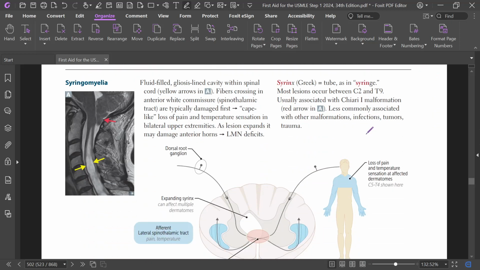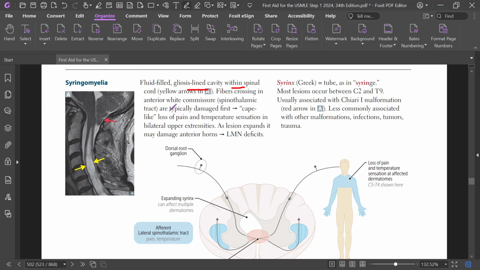Now, the syringomyelia. Syrinx is a five-dollar word for fluid. Syrinx contains only fluid. It's a fluid-filled, glial-lined cavity within the spinal cord. This is syringomyelia.